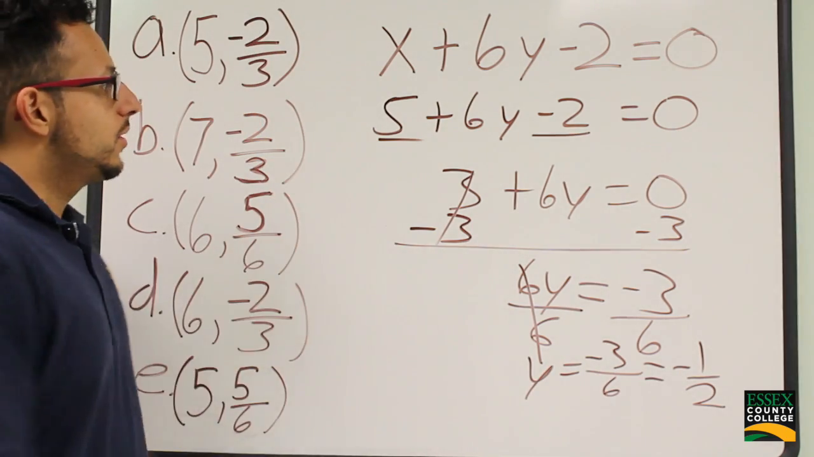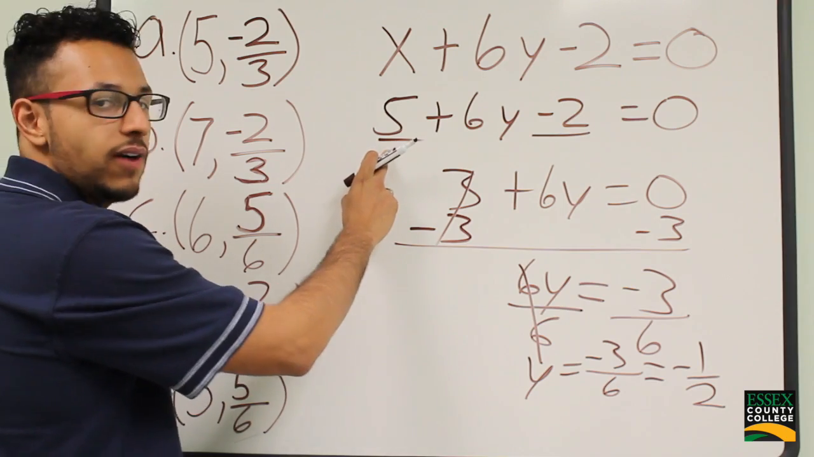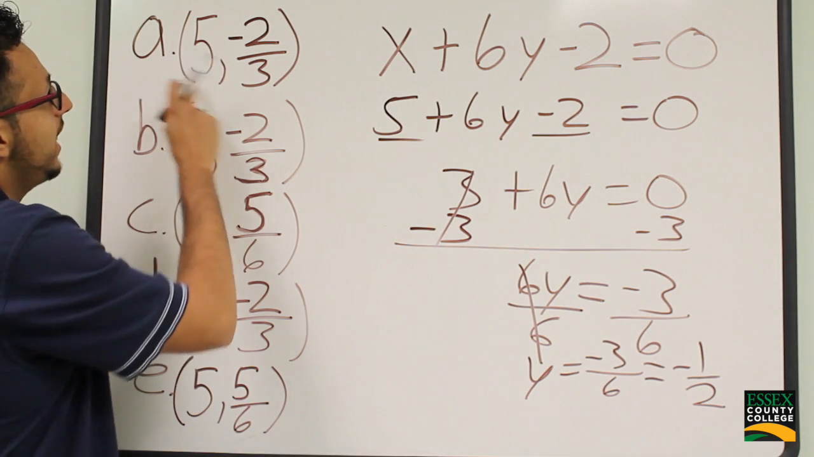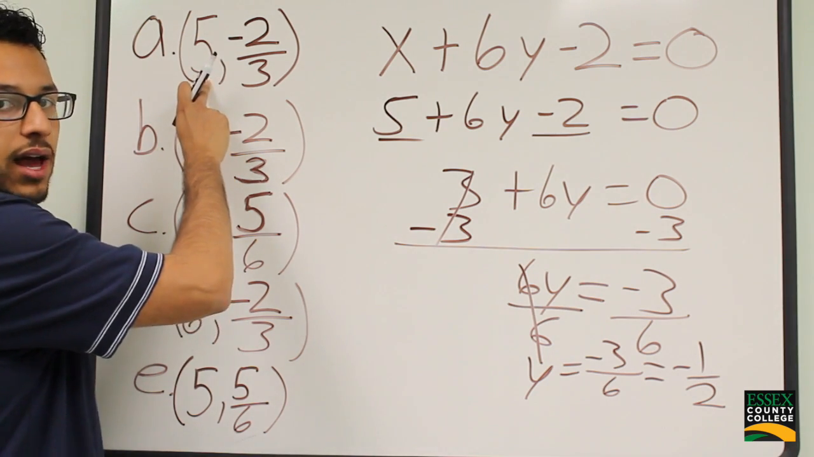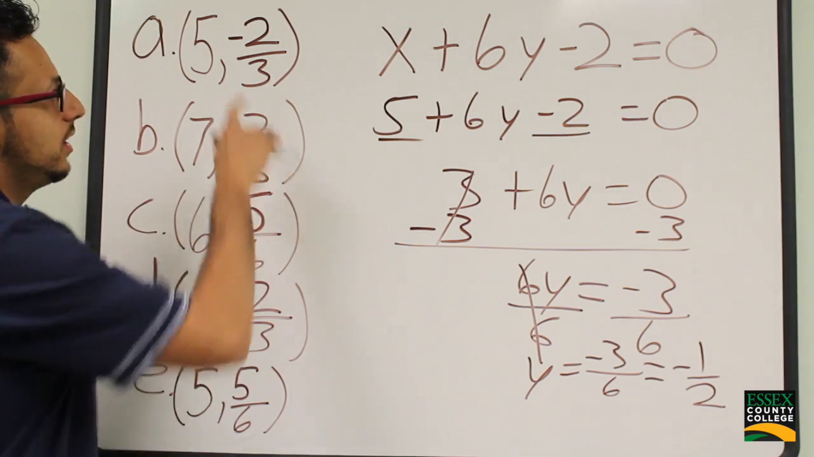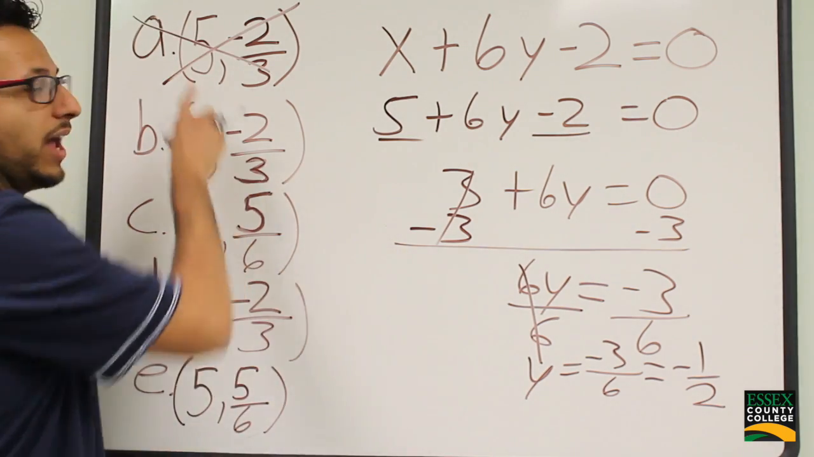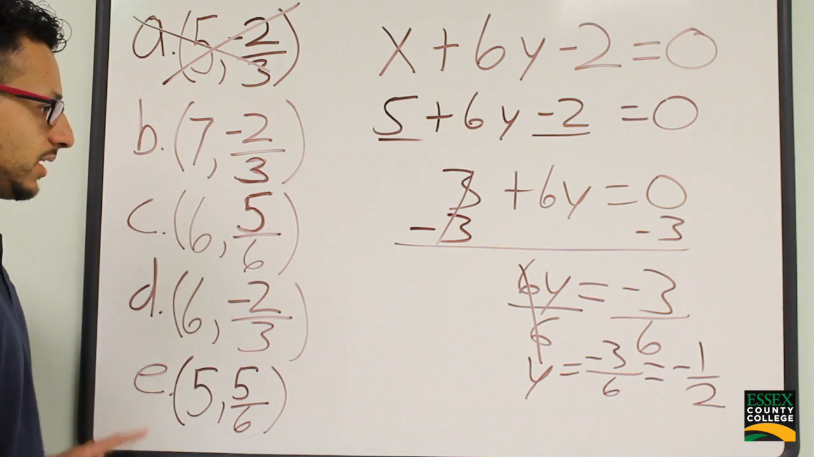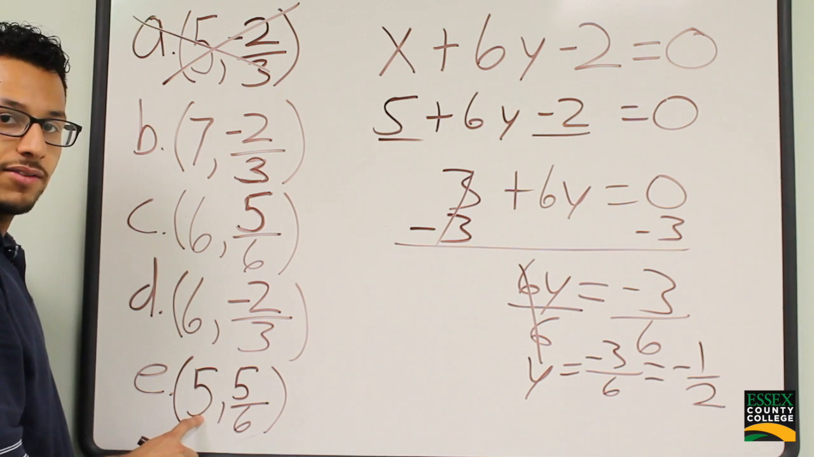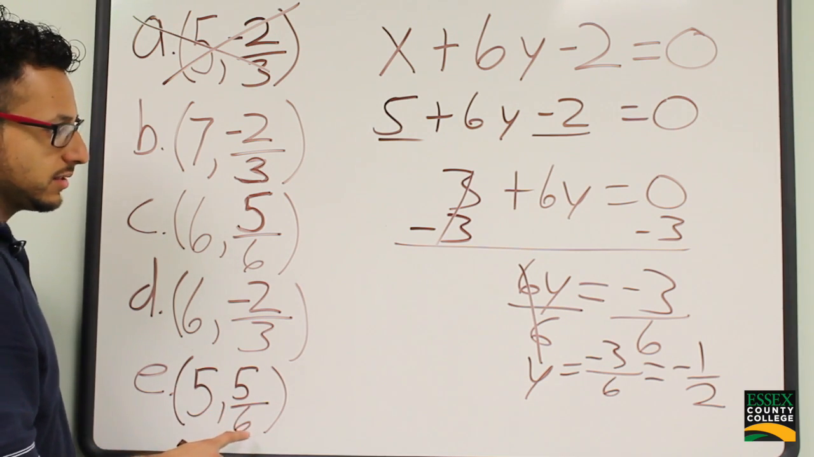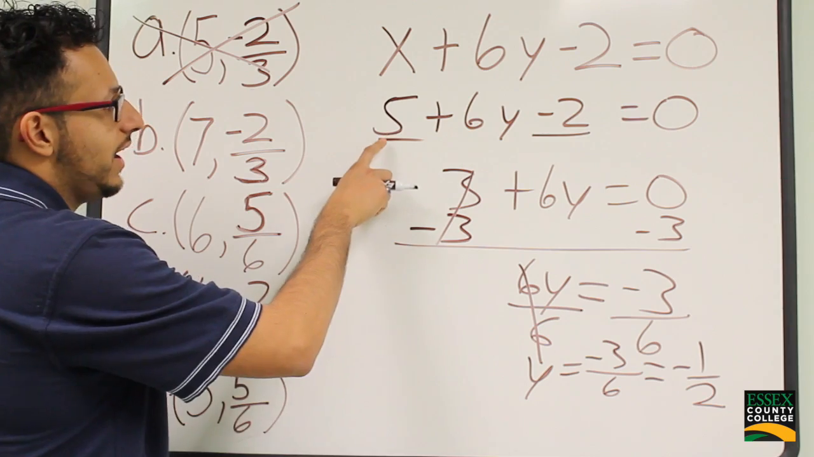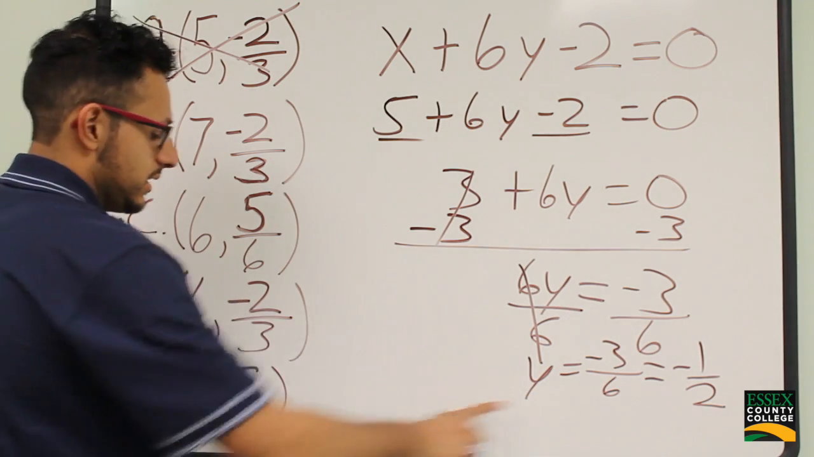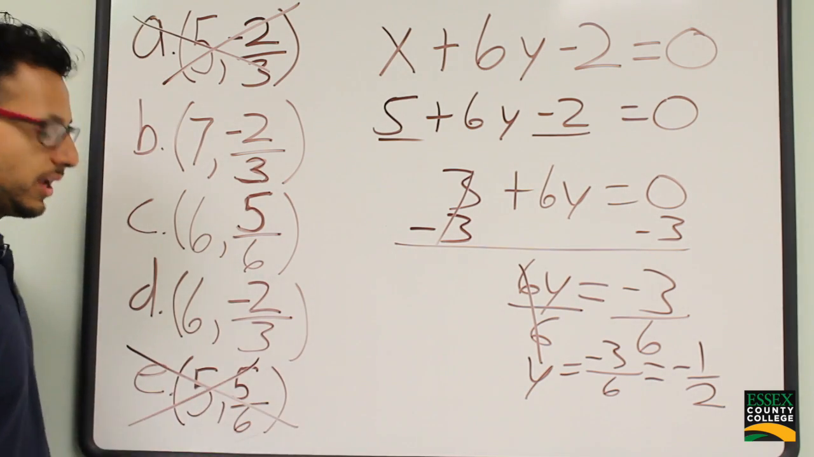So when we plugged in 5 for x, we got a result of negative 1/2. And A says that when 5 is x, y is negative 2/3. And we see that it doesn't match. Therefore A is not a possible solution. We can also eliminate E, because E says when 5 is x, y is 5/6. And we know that when x is 5, we solve for y and we get negative 1/2 or negative 3 over 6. And this doesn't match. So E is also incorrect.